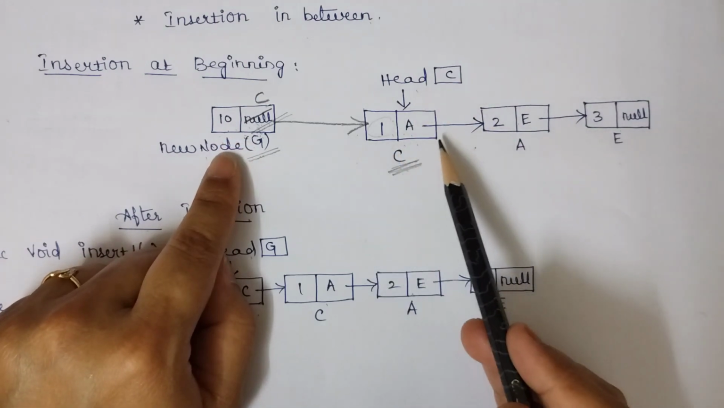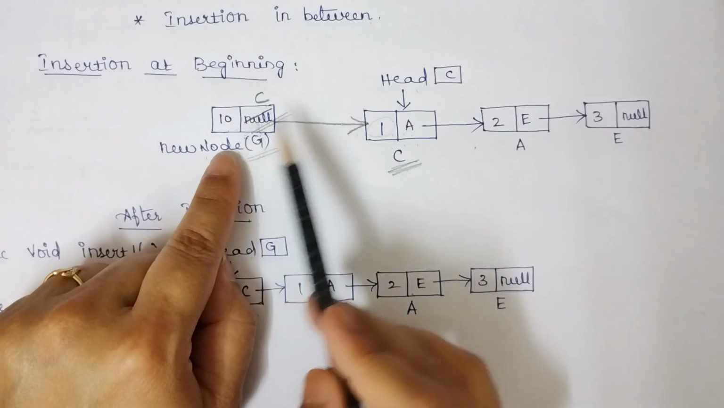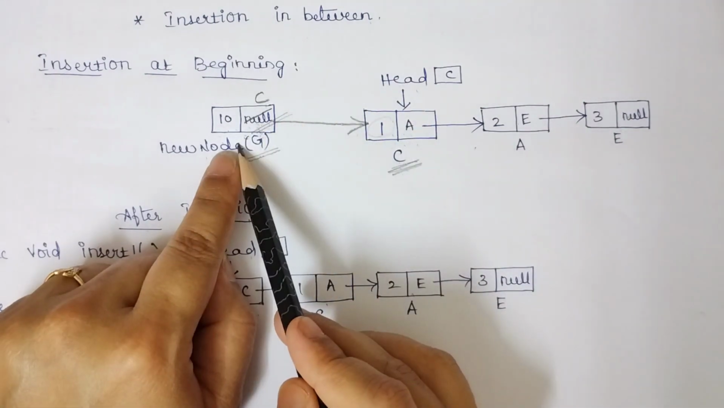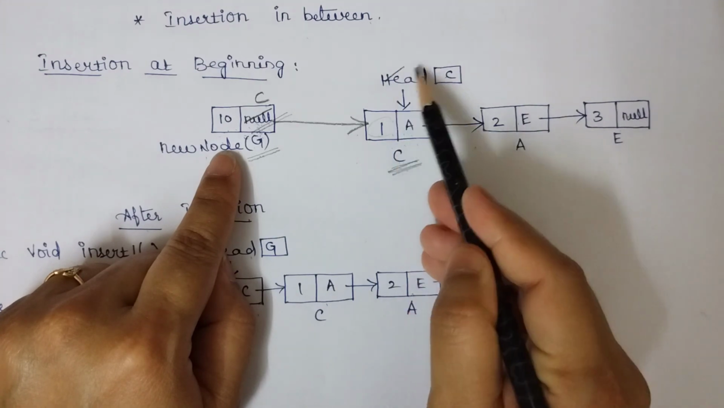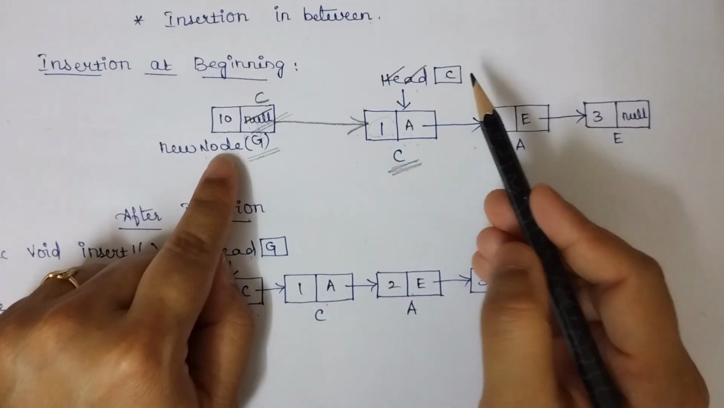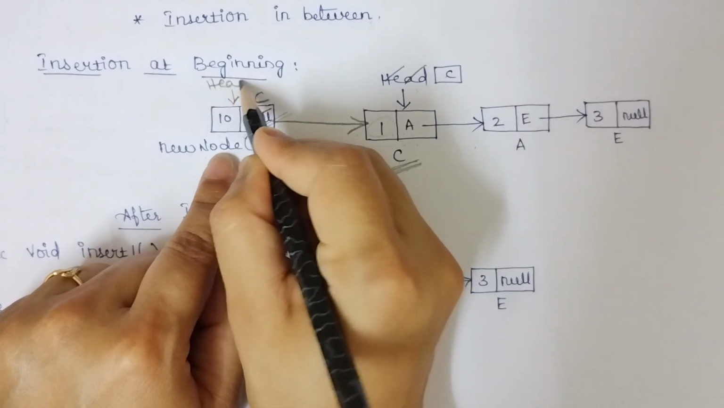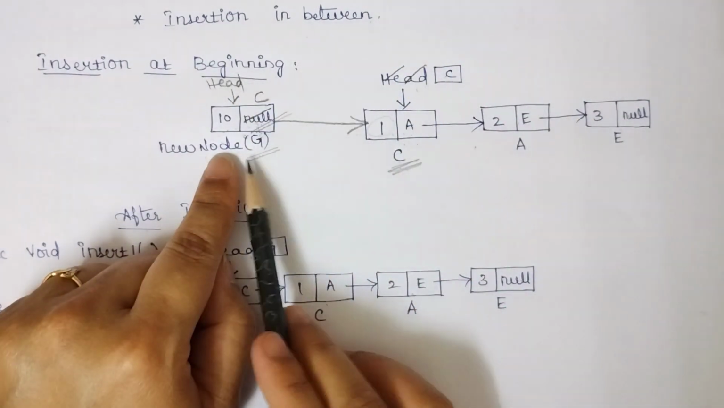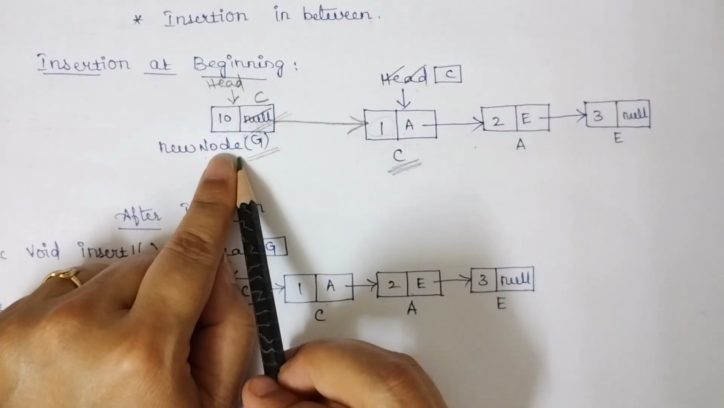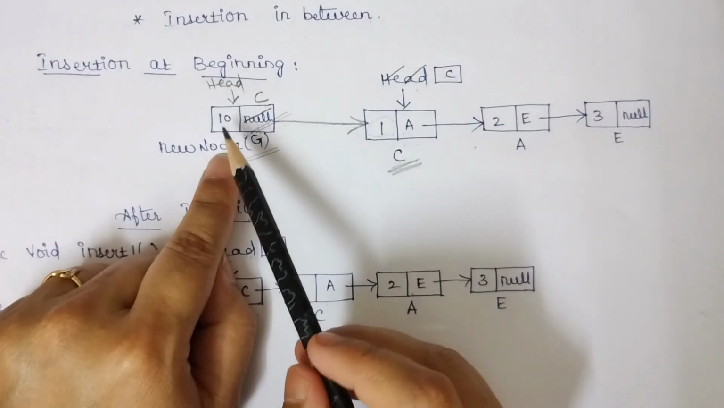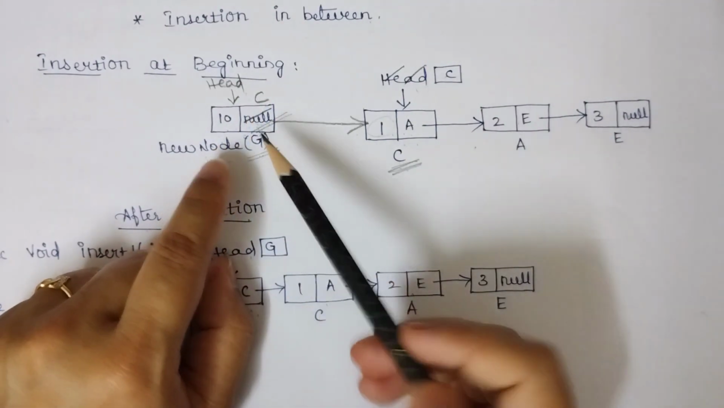What is the one more change you need to do? See, now this becomes the first node of my list. So always head should point to the first node. But where is the head? It is pointing here. You should change that first. So now this node should be my head node. Okay, so here you need to do two changes. One is changing the link of your new node, and the second change is you need to change the new node as your head node. Okay, these two changes you are doing here.